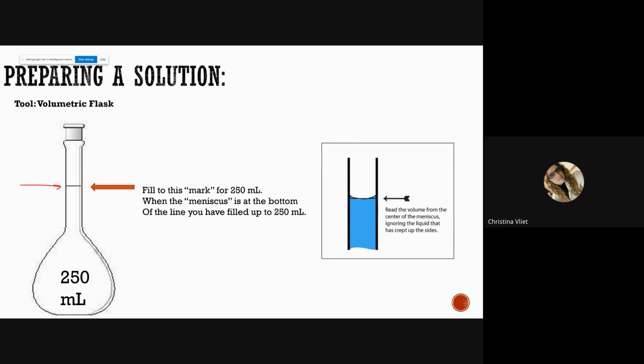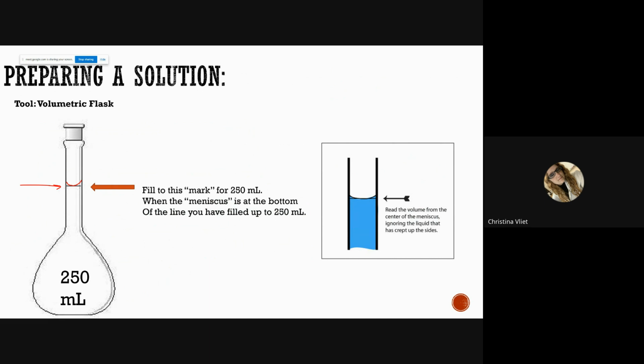I'm telling you what's going to happen next class. So the first step of what you're going to do next class is you're going to prepare a solution. And you have to make sure when you prepare that solution, your meniscus, which is the bottom of the curve, meets that line. You have to show it to me that you got it right before you can move forward.